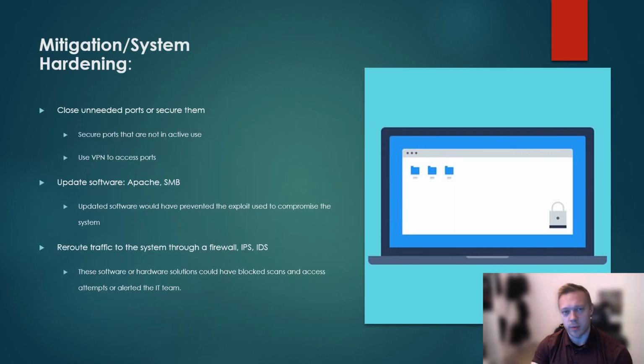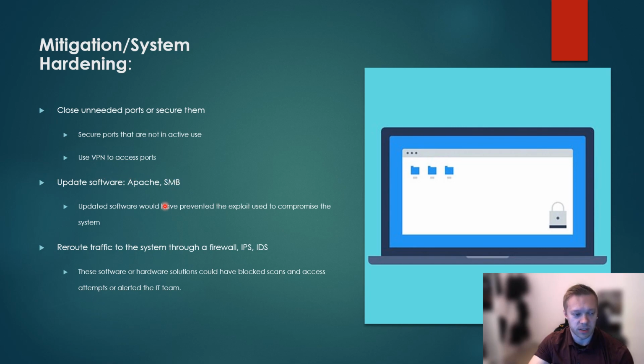So let's talk about how we would mitigate such a technique. We were able to easily gain access to the system, but just as easily we could block that attack. One of the first things that we could do is look at which ports are unneeded and secure them or close them. There's many ports open within the system, and they didn't all need to be. We could also possibly use a VPN to access those ports and thus encrypt traffic, which would be another method of securing them.